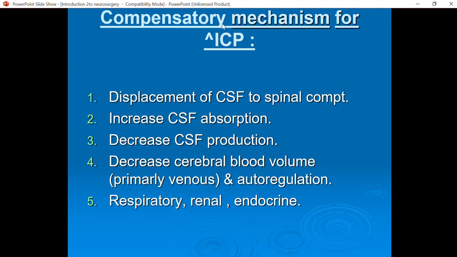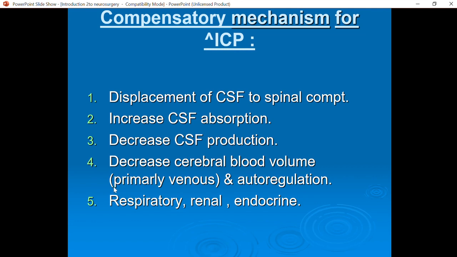When the ICP rises, there are compensatory mechanisms, normal physiologic compensatory mechanisms, without intervention to decrease the ICP. What are these compensatory mechanisms? There are five of them: displacement of the CSF to the spinal compartment, increase in CSF absorption, decrease in CSF production, and decrease in cerebral blood volume. And there are also respiratory, renal, and endocrine mechanisms.